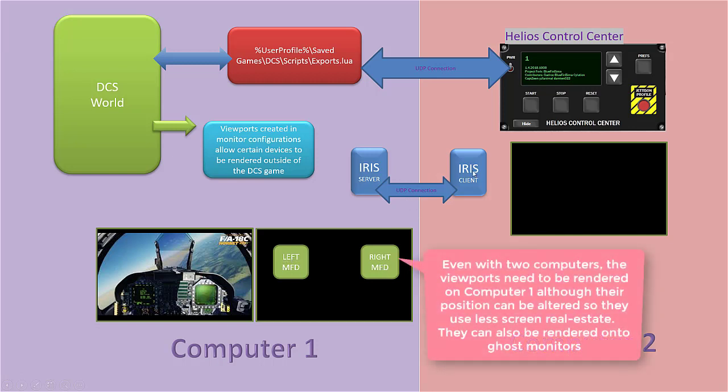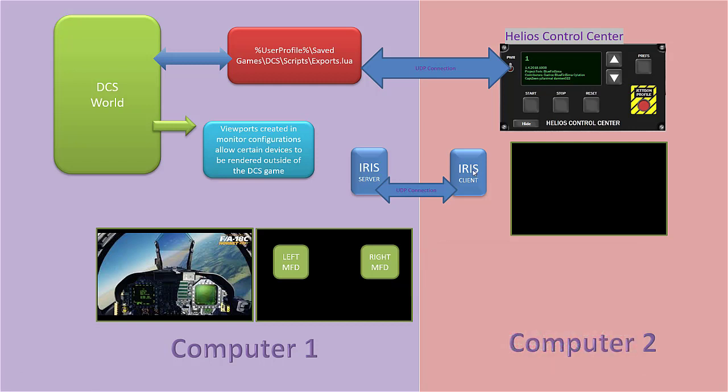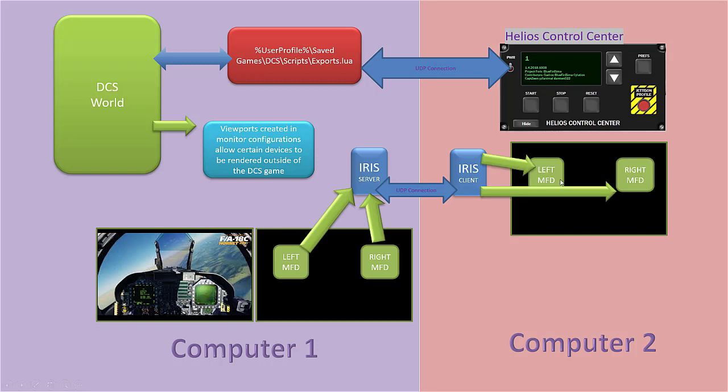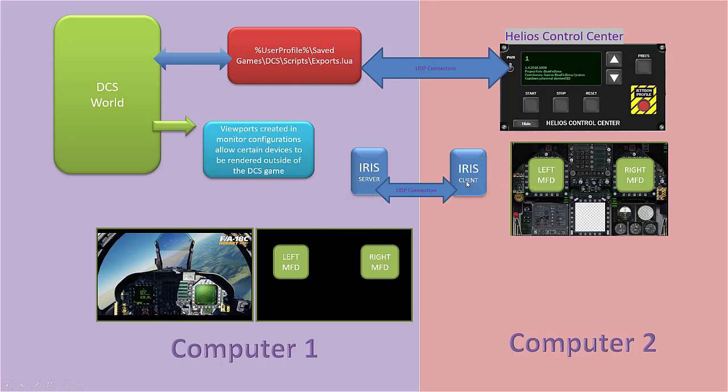This solution still requires the viewports to be rendered on computer one, however, this can be done in a more space and memory efficient manner, and ghost monitors can also work well in this scenario. This means that when the control center is started, the MFDs again show through and appear to be part of the virtual cockpit. This concludes our brief look at the Helios virtual cockpit system for DCS World.